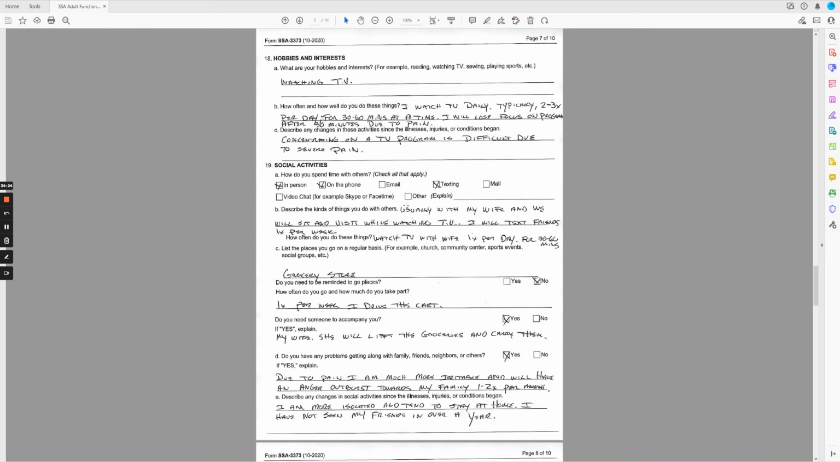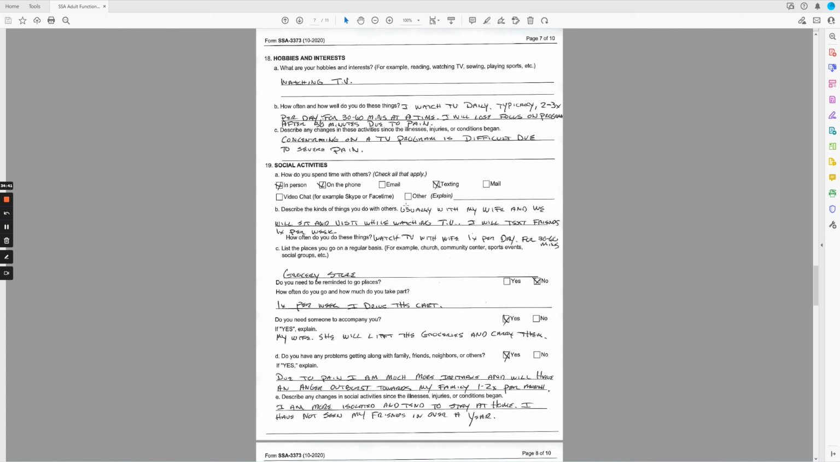Again, it's about being consistent throughout this form, making sure that, hey, look, I have difficulty sitting for 30 to 60 minutes. My back isn't flared. I may have to lay down. So again, being consistent and being specific.